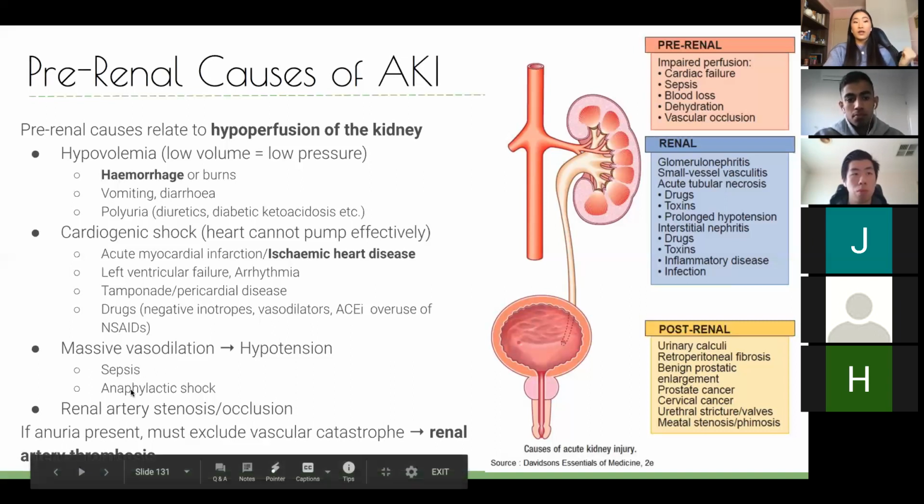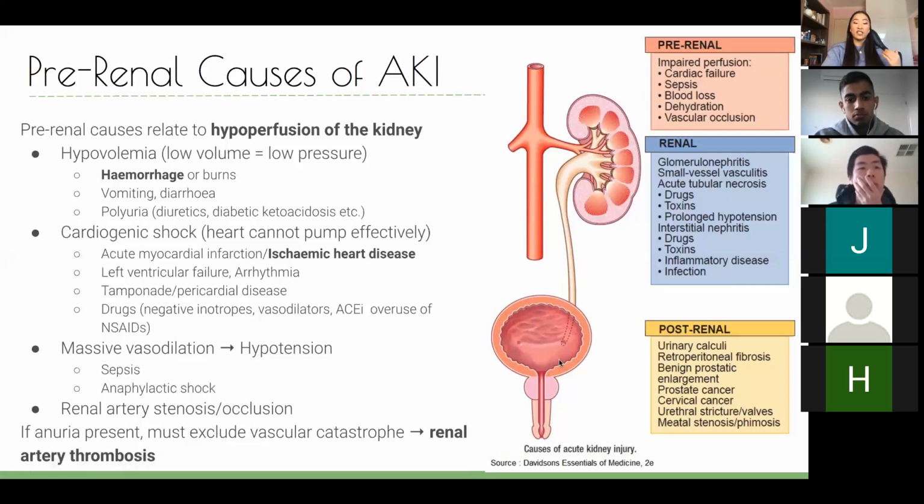If someone comes in with anuria, so no urine at all, you have to exclude vascular catastrophe. So it's more likely to be like a complete renal artery occlusion because they're getting no filtration whatsoever. And that's bad because the whole kidney can infarct and die essentially.